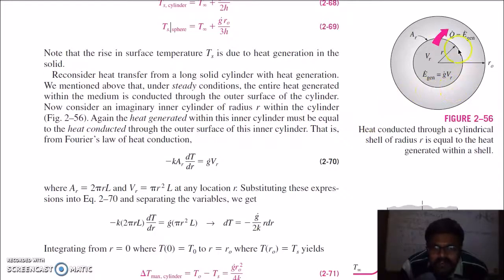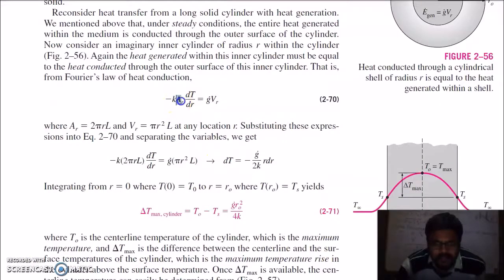Now reconsider heat transfer from a long cylinder with heat generation. We mentioned above that under steady conditions, the entire heat generated within the medium is conducted through the outer surface of the cylinder. Now consider an imaginary inner cylinder of radius r within the cylinder. Again, the heat generated within this inner cylinder must be equal to heat conducted through the outer surface of this inner cylinder. That is, from Fourier's law of conduction, k Ar dT by dr is equal to G dot Vr. Substituting area of this cylinder and volume of cylinder, you will get this equation.